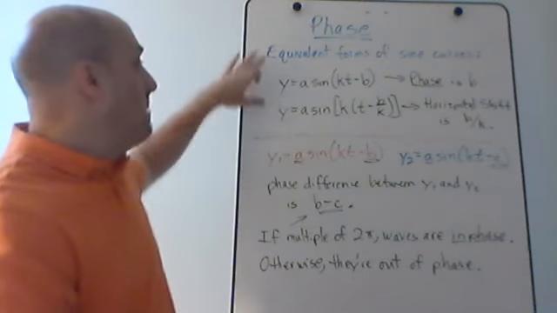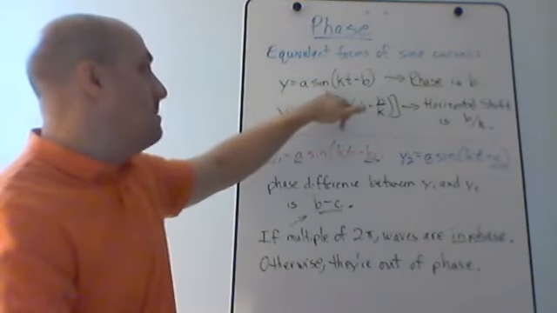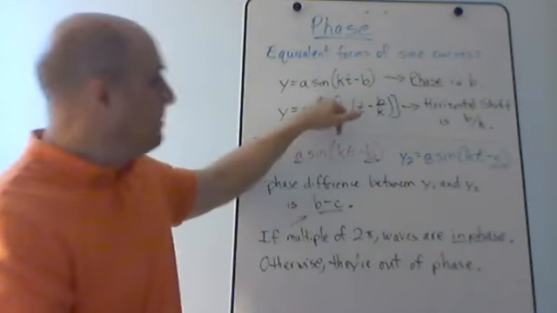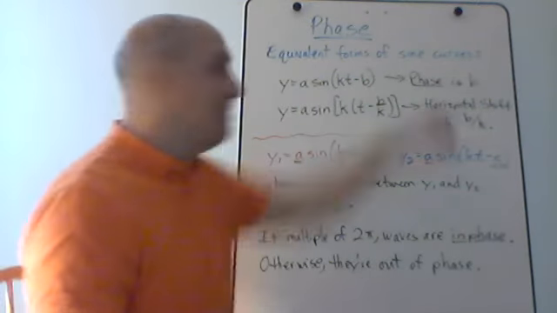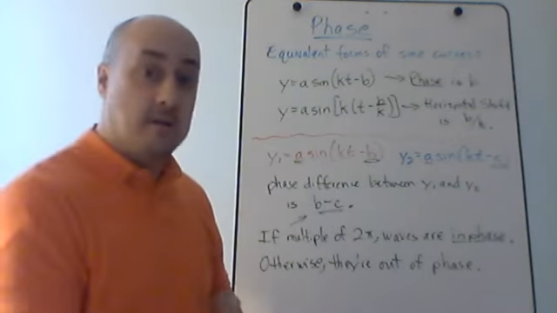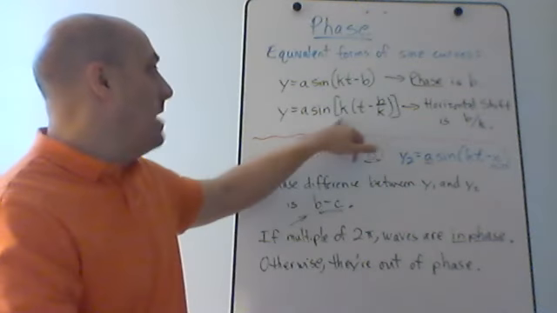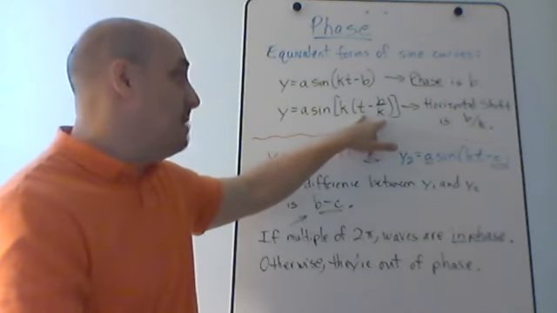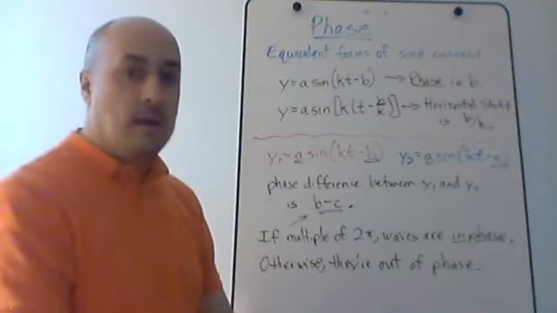Alright, so first off, we have two equivalent forms of sine curves. We have y equals a times sine of kt minus b, and here when our sine function is in this form, that b that's there is what we call the phase of that sine function. Right? So that's our phase. An equivalent form, y equals a times sine of, factor out the k, so k times (t minus b over k). Here that b over k is our horizontal shift.